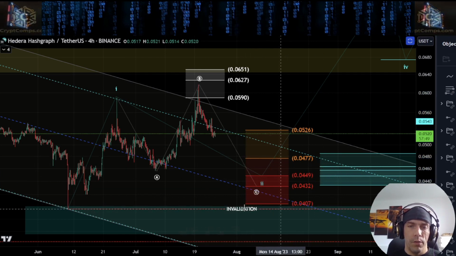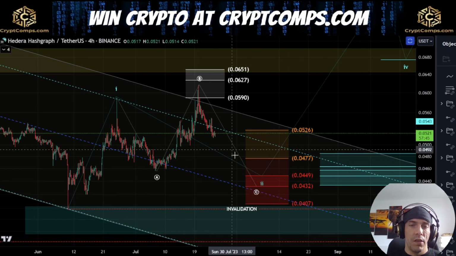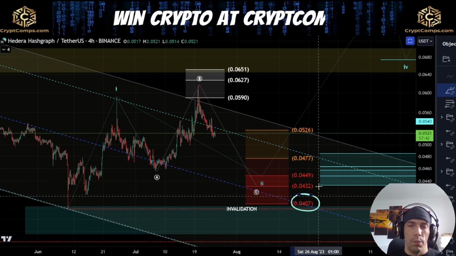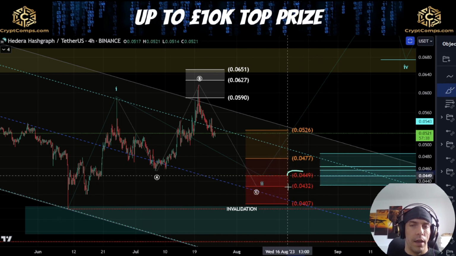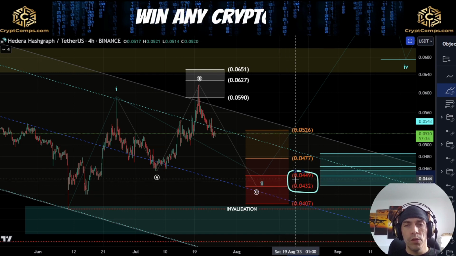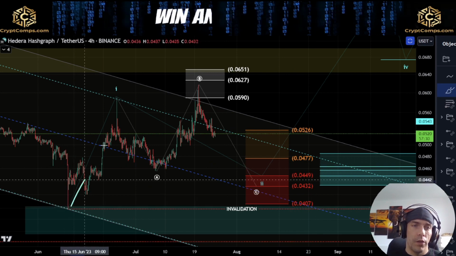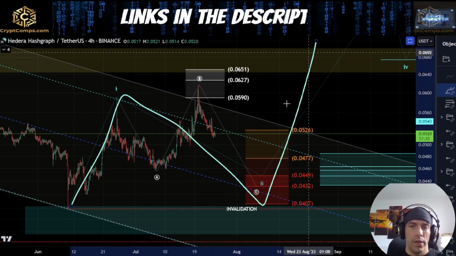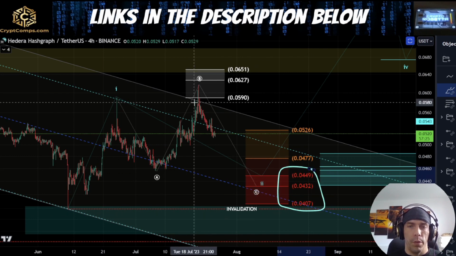Now, invalidation of this would be moving down past the 0399. So there's not a lot of space if we do look to push down into the lower part of this target box. So I would be potentially looking towards the higher end here, which would be towards this 1236 and this 1618. Though if this is actually just A, B, and C, then a move down into these lower levels could align much better with that idea.